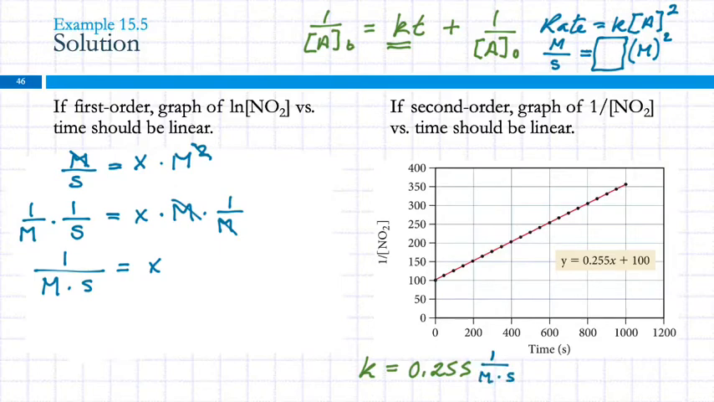They're weird, huh? 1 over molarity second? It is what it is. Any questions? Will that always be the... for a second order rate constant, the units will always be 1 over molarity second. Yep. Any other questions?